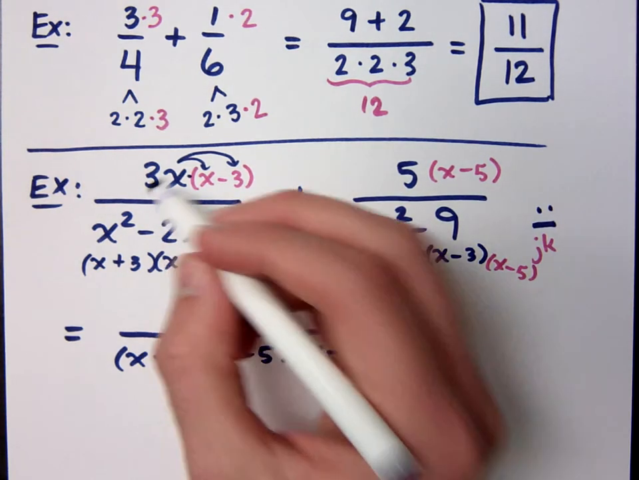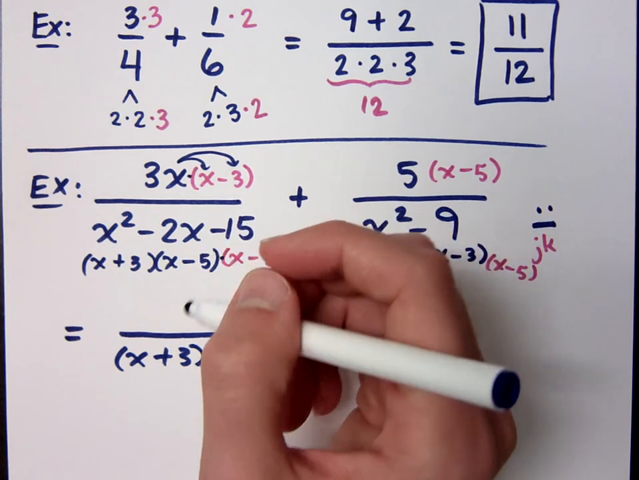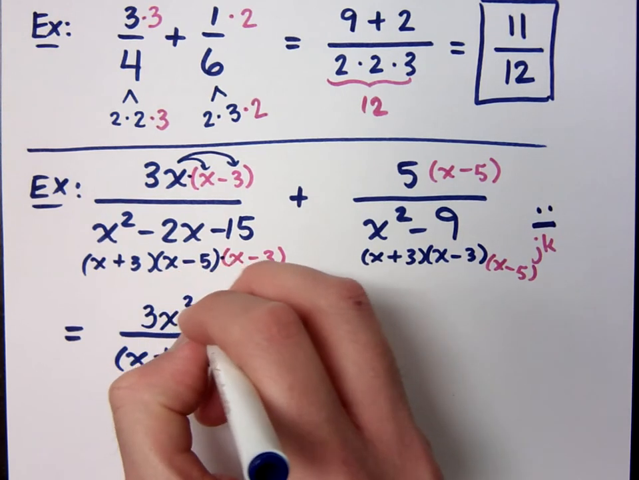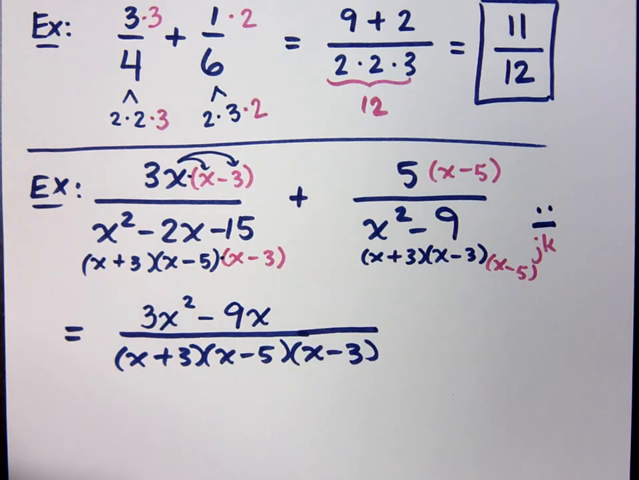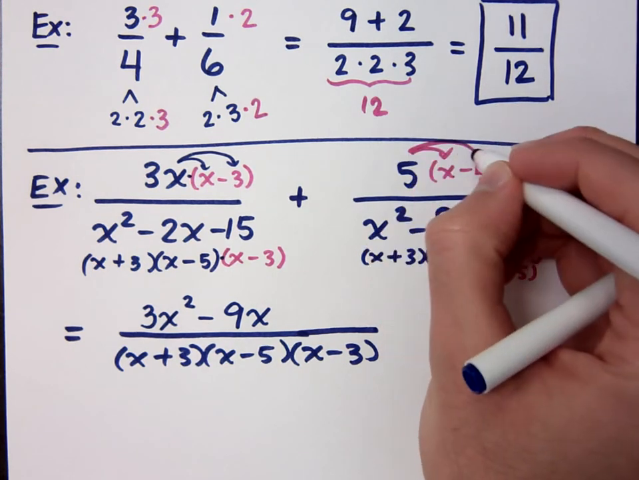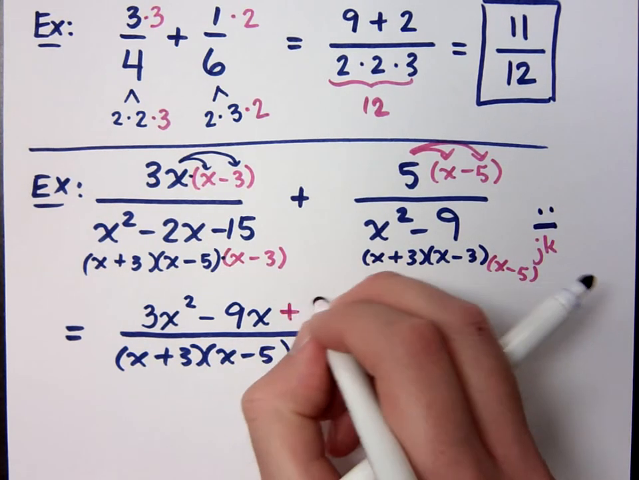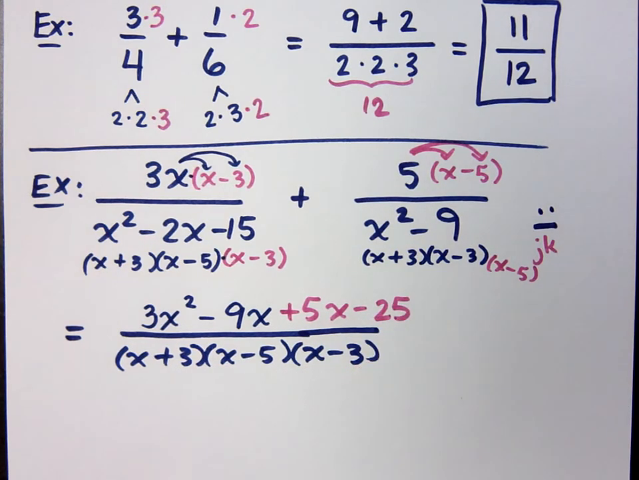So now I'm going to distribute so I can worry about my numerators now. The denominators are set. They are the same. So when I distribute, what do you get? 3x squared minus 9x. 3x squared minus 9x. And what about this? 5x minus 1. It's going to be plus 5x and minus 25.